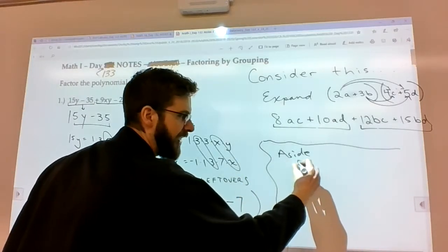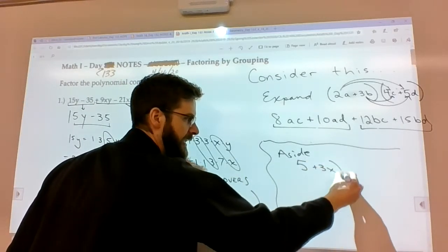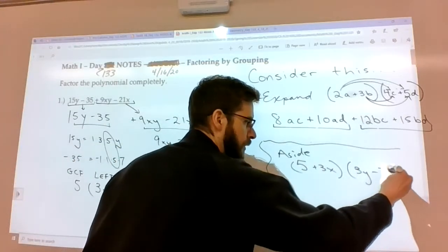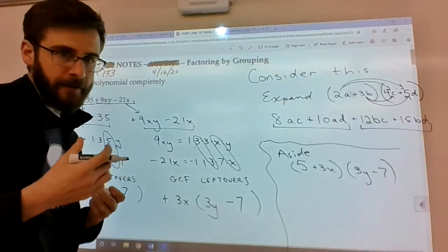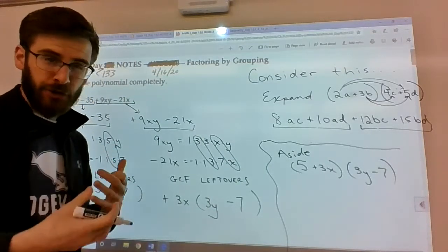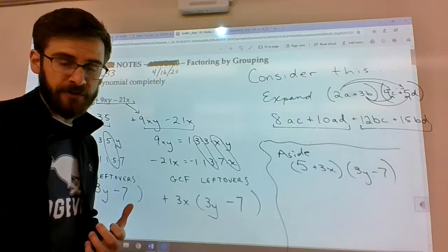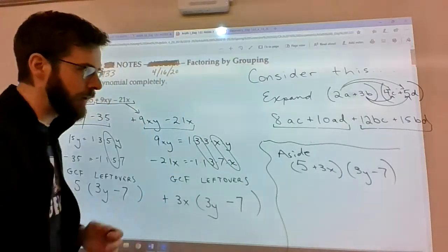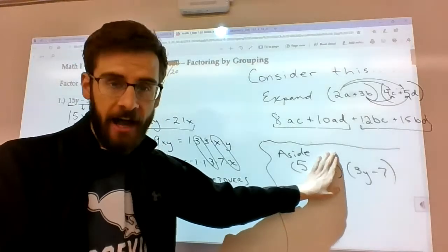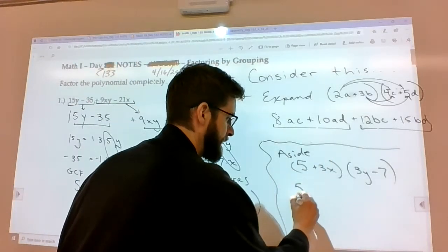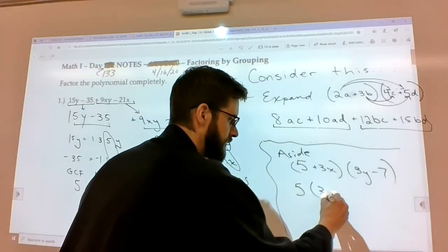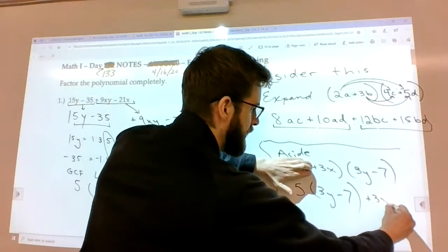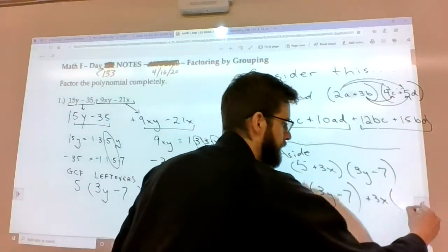If we had 5 plus 3x times 3y minus 7, remember the way I told you guys you should expand these or multiply the polynomials back in the day, last chapter, which is really last lesson now, is you take the 5 and multiply that by 3y minus 7. Take the 3x, take that times 3y minus 7.